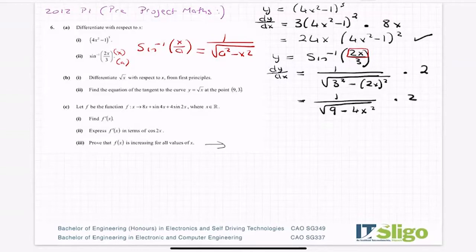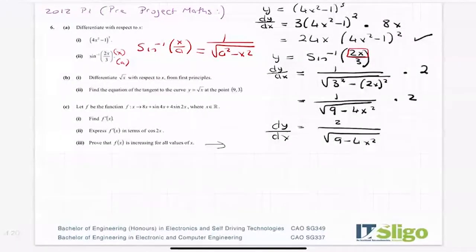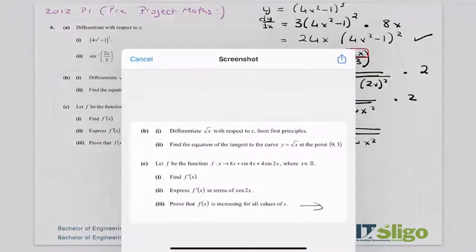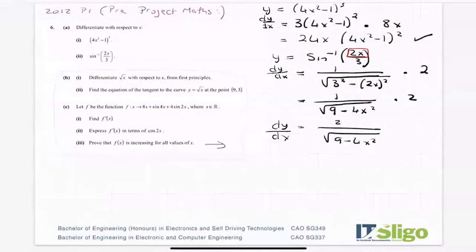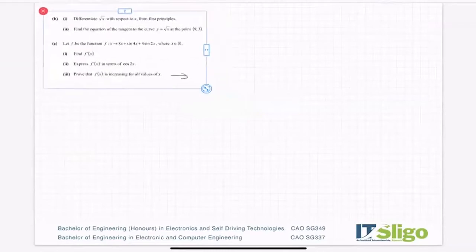And of course it's multiplied by 2. So as in any fractions then, top by top. So my answer is 2 over 9 minus 4x squared. Okay, so that's part A done. Okay, so I'm just going to move part B, C, onto a different page. Give us a bit of space.